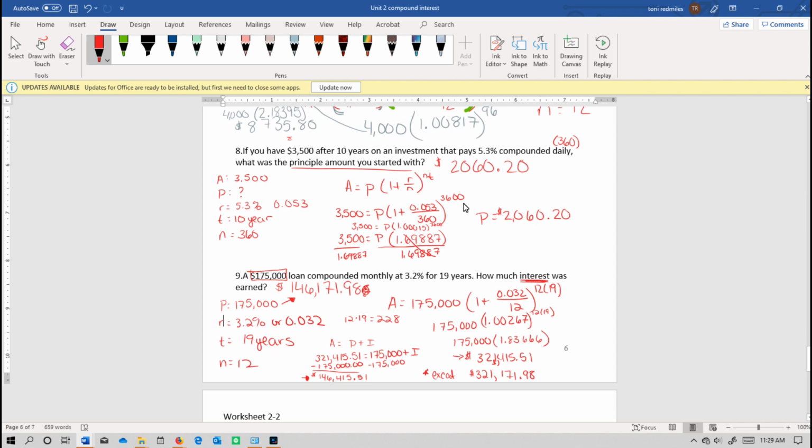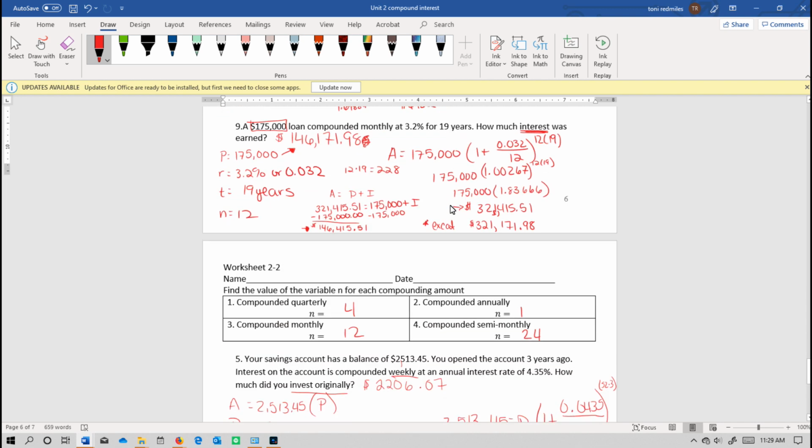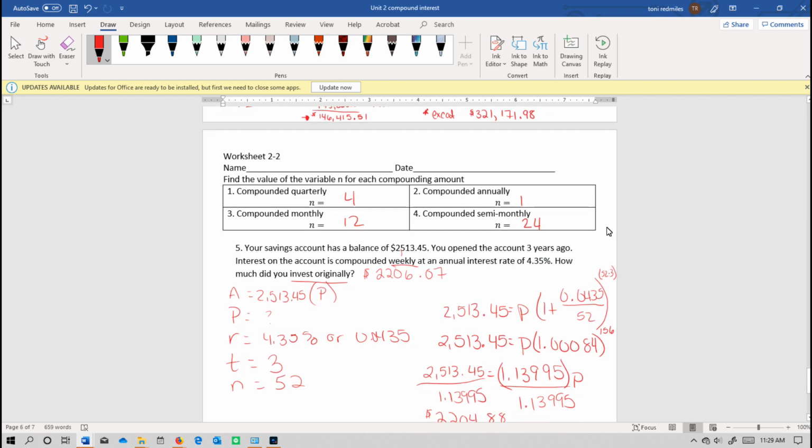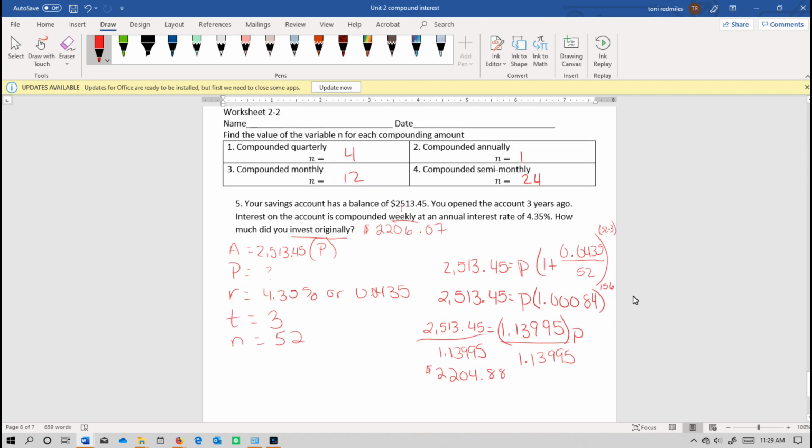This one was 3,600 times, but this one was only 156 times. That's what's making the difference, this exponent. So your years combined with the number of times you compound in a year make the biggest difference with compound interest, because then your exponent, how many times you're multiplying that number together, gets bigger, okay? So this one was kind of weak because it was only 156 times.